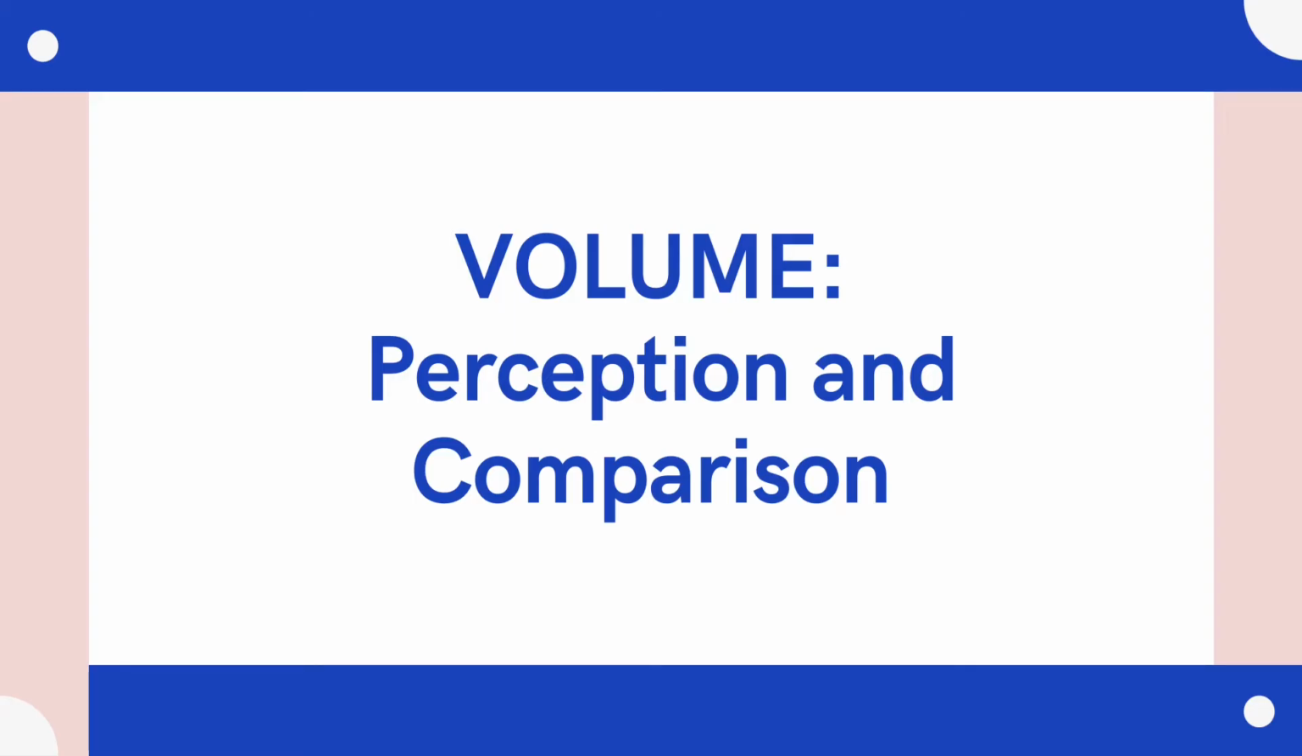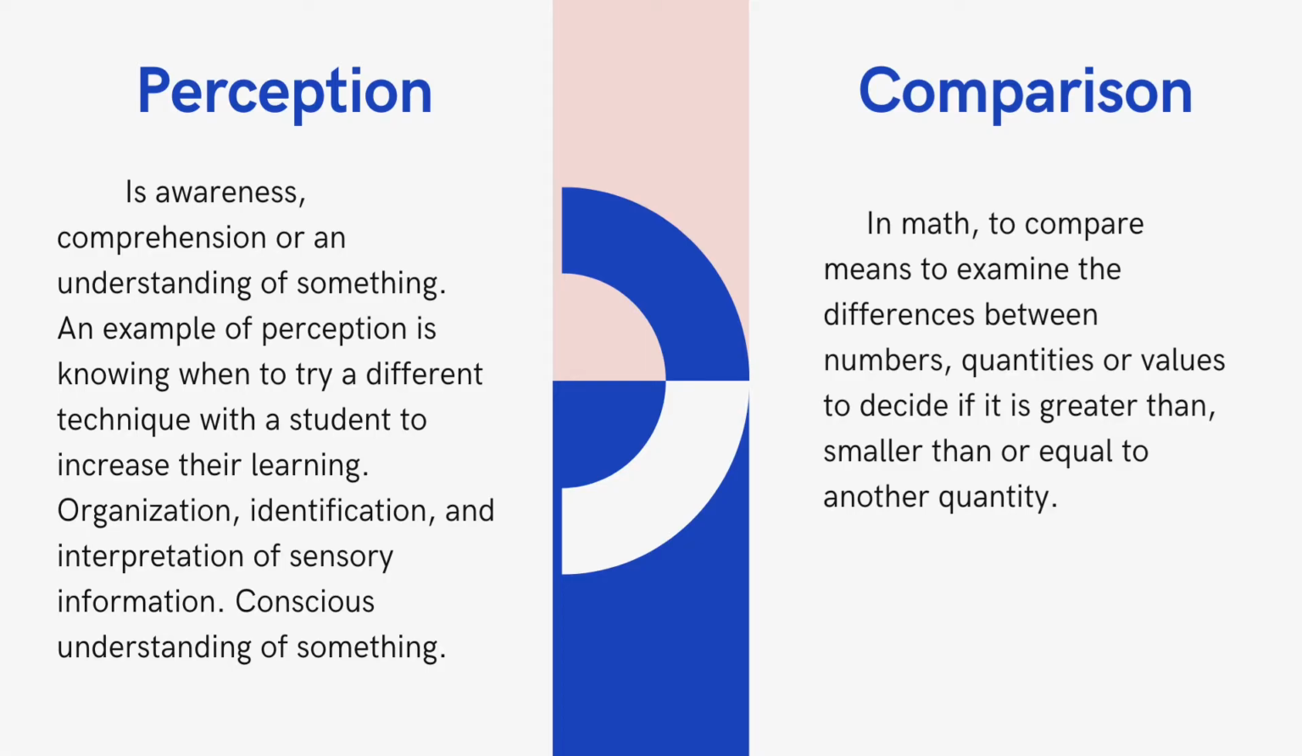Volume, perception and comparison. Perception is awareness, comprehension, or an understanding of something. An example of perception is knowing when to try a different technique with a student to increase their learning, organization, identification, and interpretation of sensory information, conscious understanding of something. Comparison. In math, to compare means to examine the differences between numbers, quantities, or values to decide if it is greater than, smaller than, or equal to another quantity.